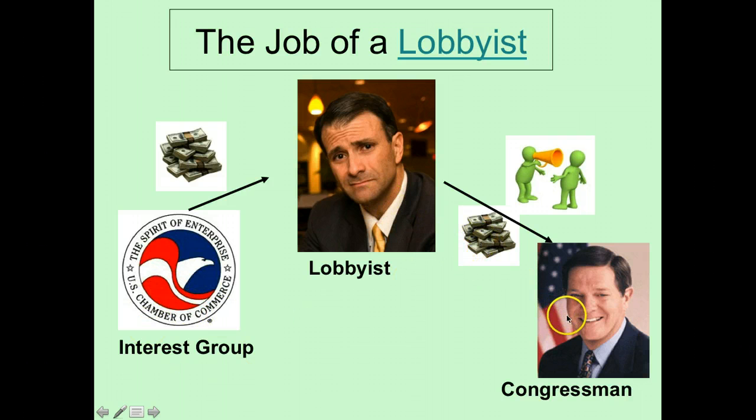Lobbyists can donate money to members of Congress. Lobbyists can talk to members of Congress. Lobbyists can use a lot of techniques in order to get the member of Congress to help the interest group. And that's what it's all about. Interest groups, lobbying, it's all about persuasion. It's all about influence. Getting the government to help your organization.